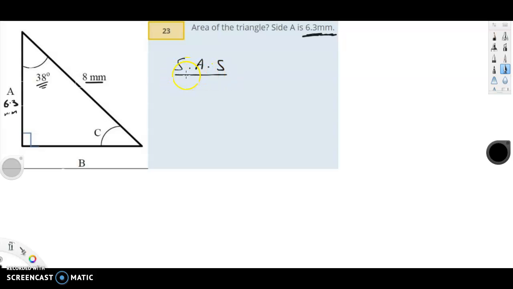What do we know? What do we use that SAS for? Is it the sine rule? It is, yeah. It's coming back to me slowly.